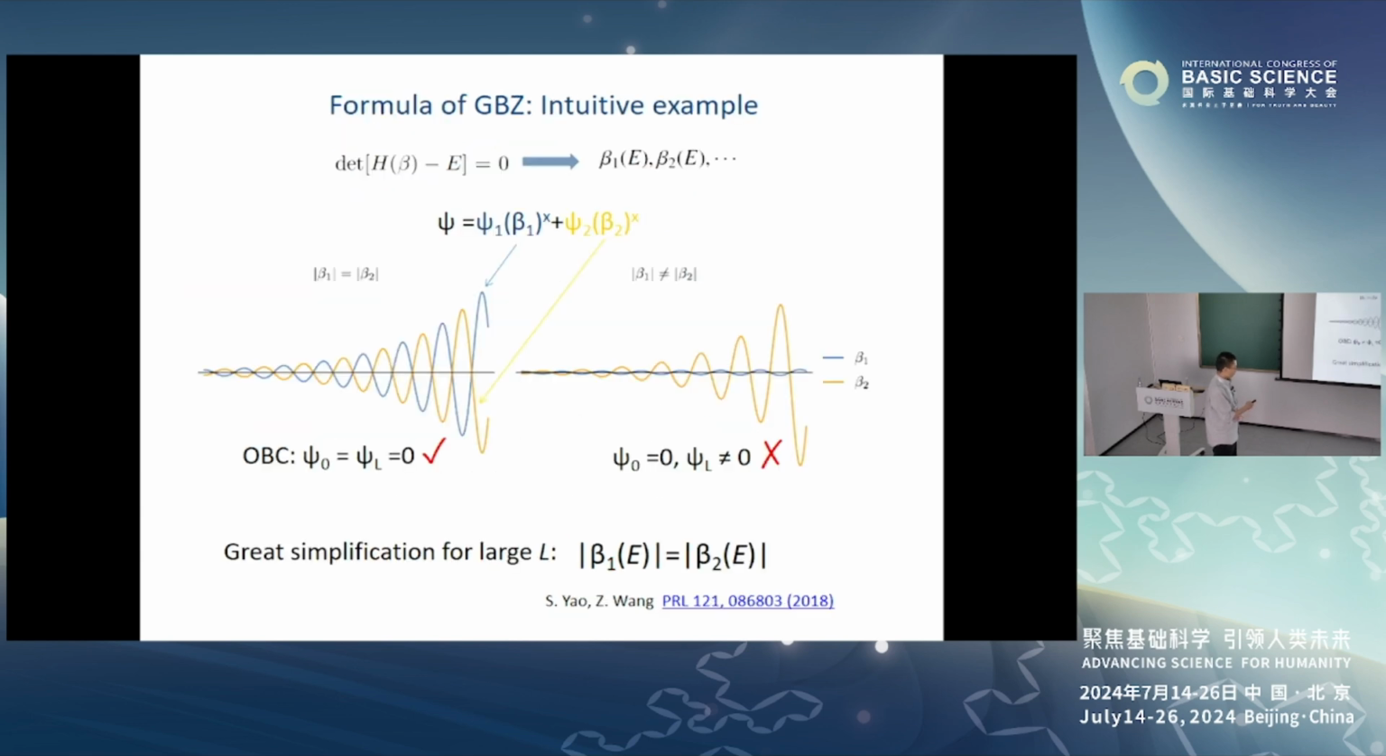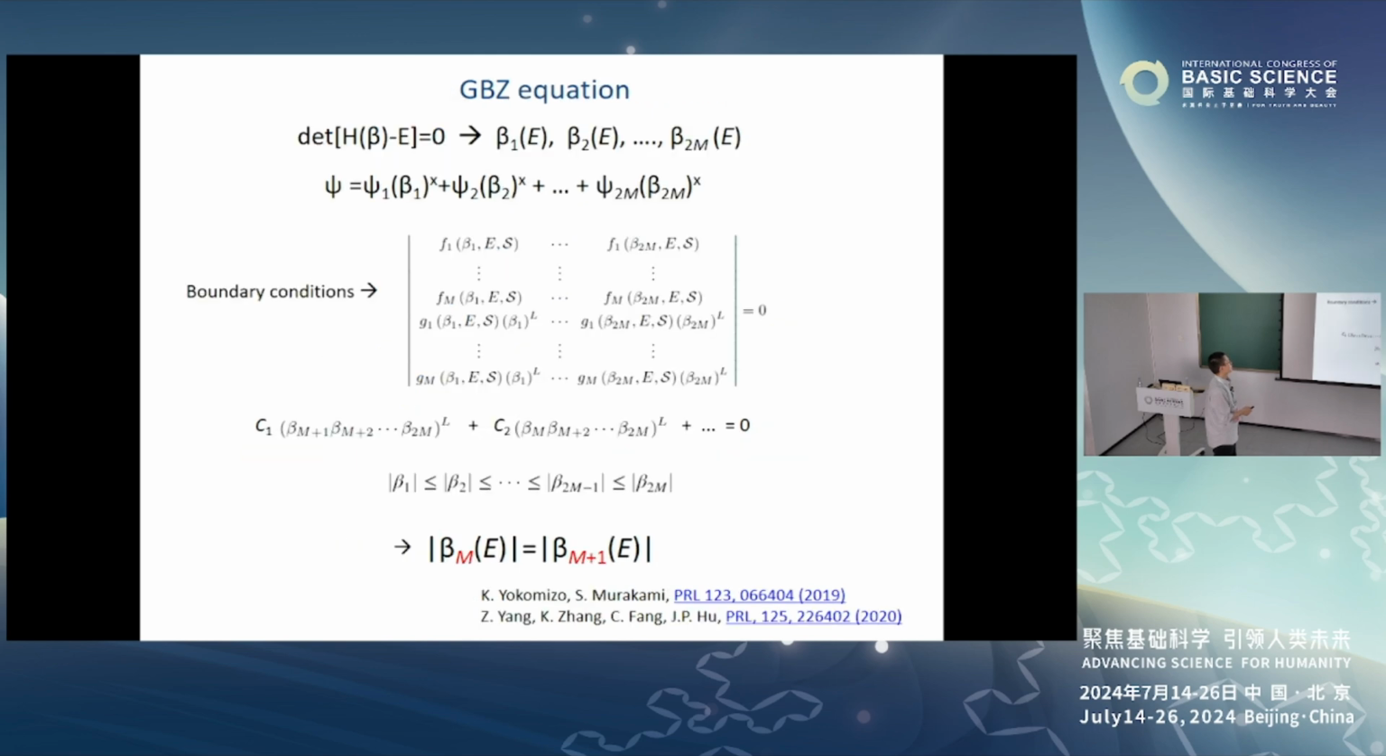This is a very simple example with only two roots of the characteristic equation. In general, there are more roots, but the basic idea is still similar. So we impose the open boundary condition. The boundary condition gives us a very big equation, which looks quite complicated, but just like the previous case, the equation greatly simplifies in the thermodynamic limit. If we order the roots by their modulus, then we find that the middle two moduli should be equal. This equation defines the GBZ.